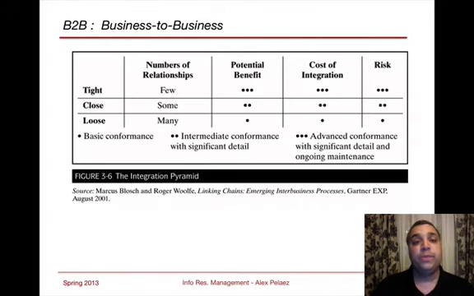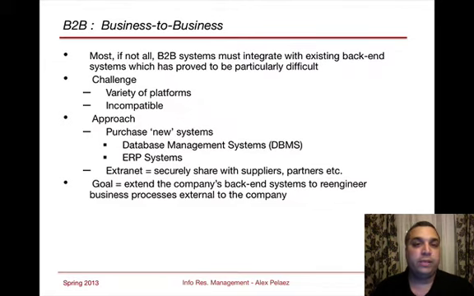The integration pyramid, which your book has, basically shows the tight, close, and loose, the number of relationships, what the benefit is, what the risks are. Obviously, the tighter you have a relationship, the more risk it is, but there may be more of a potential benefit. And the looser it is, there's less risk, but you don't get as much benefit as you might with a tighter relationship. So most, if not all, B2B systems integrate with existing back-end systems.